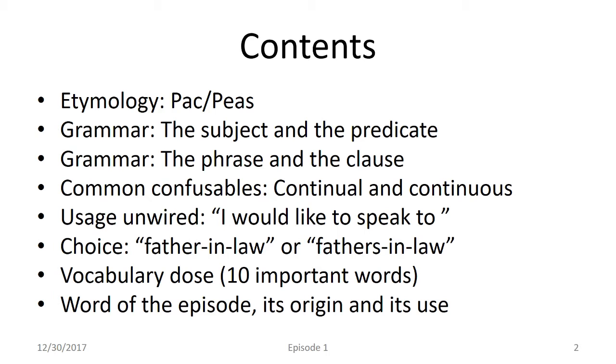First, we'll see etymology for peace. Then we are going to look at the grammar module, in which we are going to cover the subject and the predicate, as well as the phrase and the clause. Then we will see a pair of common confusables, continual and continuous. Then we are going to see a usage of "I would like to speak to." We'll see if it's correct or not.